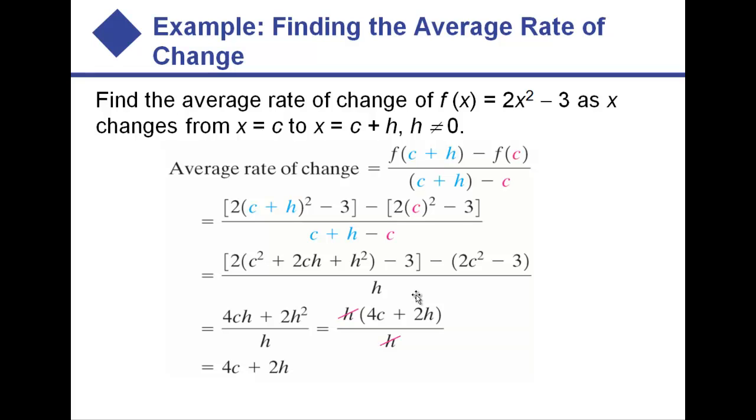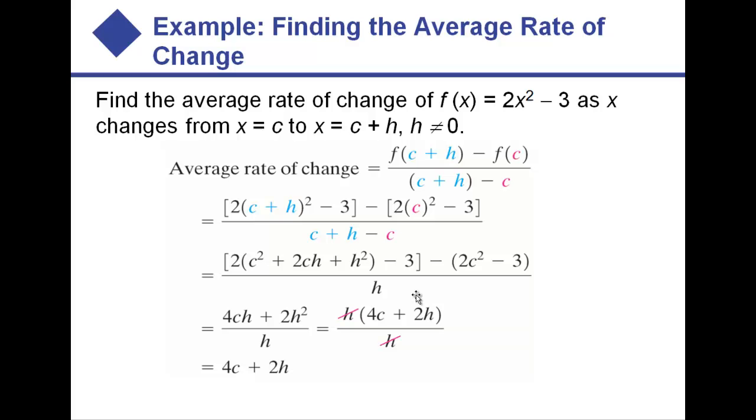Here's another example. If we're going to go from c to c plus h, so now they're going to make it harder on you. Instead of giving you actually 2 numbers of what's the average rate of change of going from 3 to 7, they say going from c to c plus h. Well, you plug in c plus h, you plug in c, you do a bunch of messy algebra, and you end up getting 4c plus 2h.